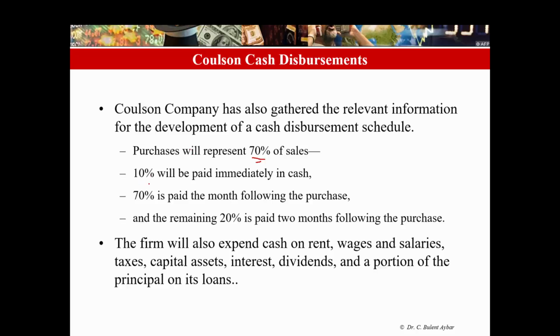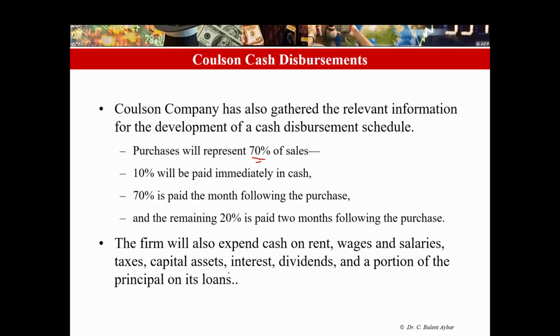10% of this will be paid immediately in cash. So, in August, for instance, $7,000 of cash payment is going to be made. And then 49,000, which is 70%, is going to be paid in the following month. And then the remaining 20%, 14,000, is going to be paid 2 months following the purchase.